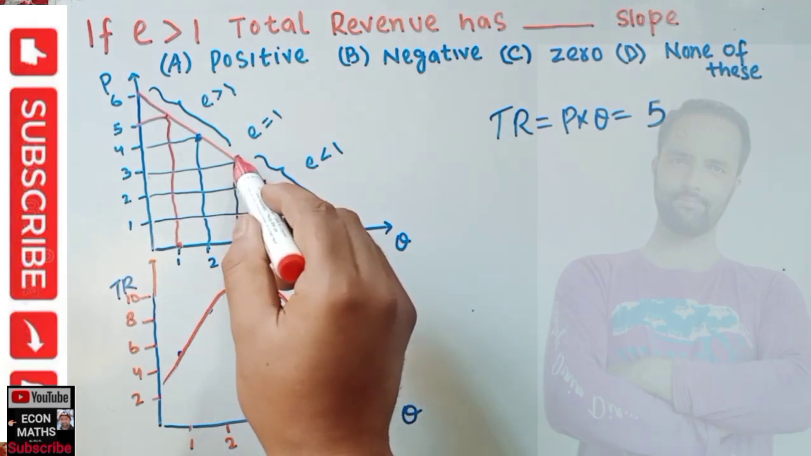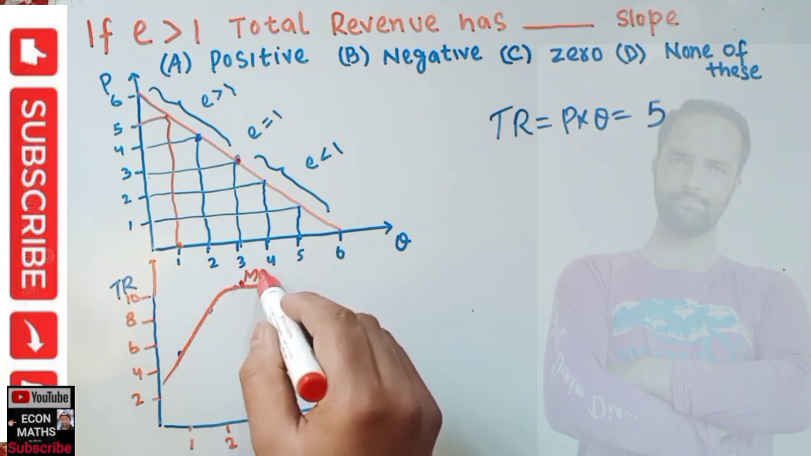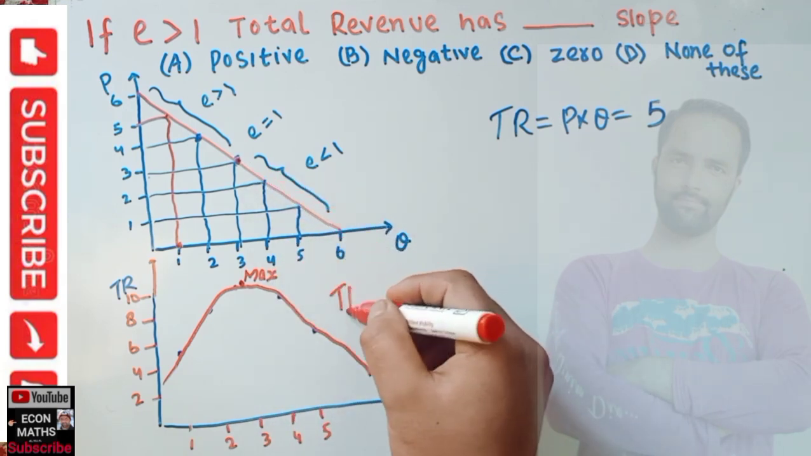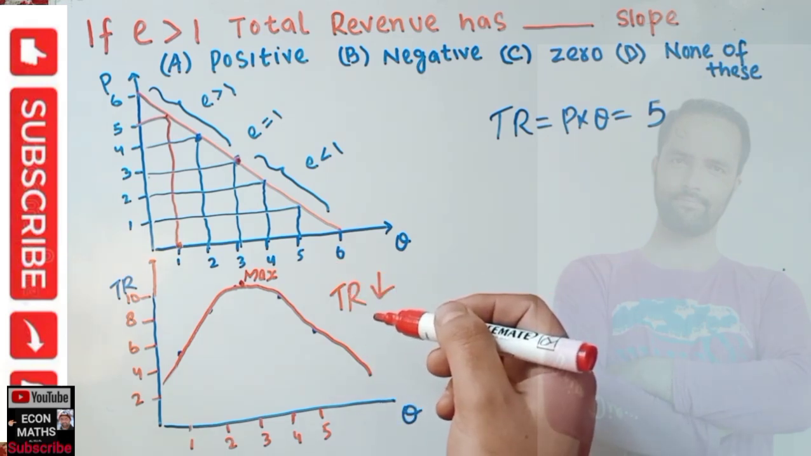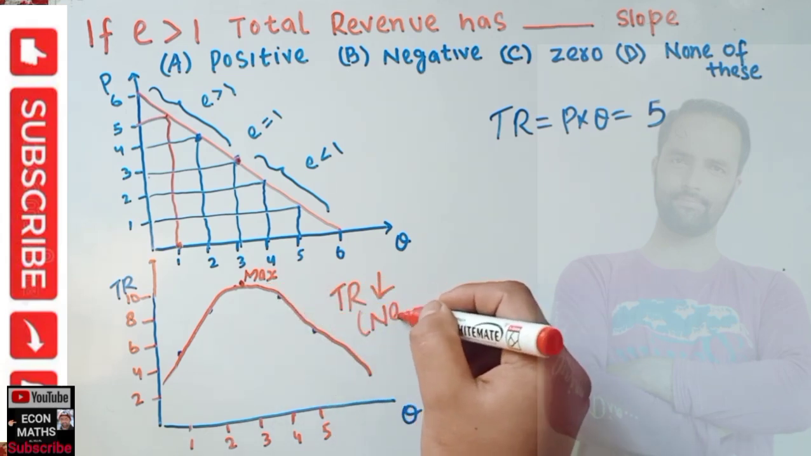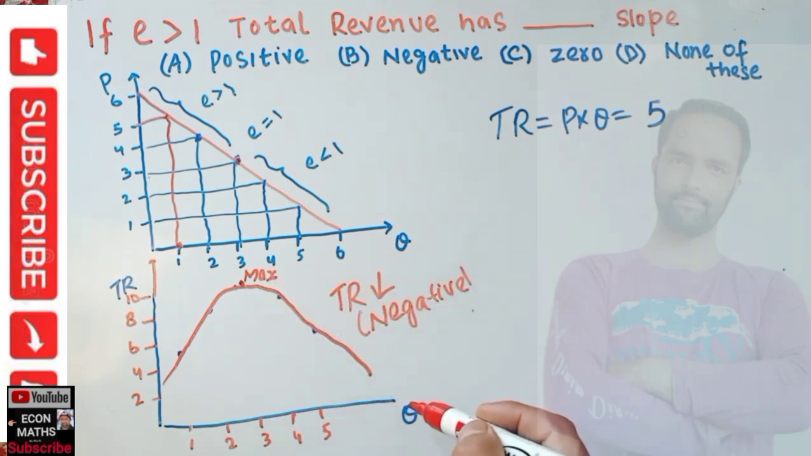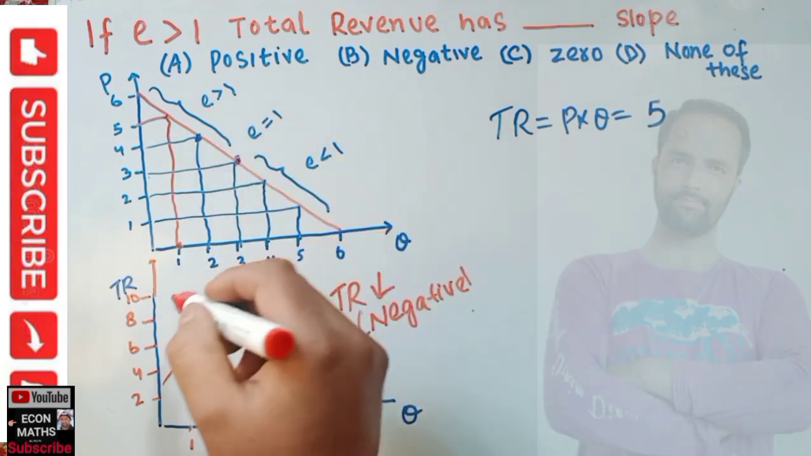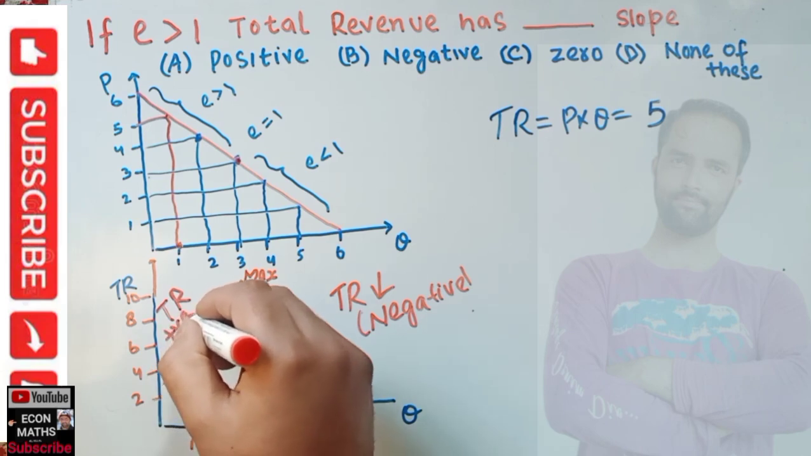When elasticity is equal to 1, our total revenue is maximum. When elasticity is less than 1, our total revenue decreases. That means the total revenue has negative slope. You can see here the slope of this curve will be negative. And when elasticity is greater than 1, in this region total revenue has positive slope. Total revenue has positive slope.